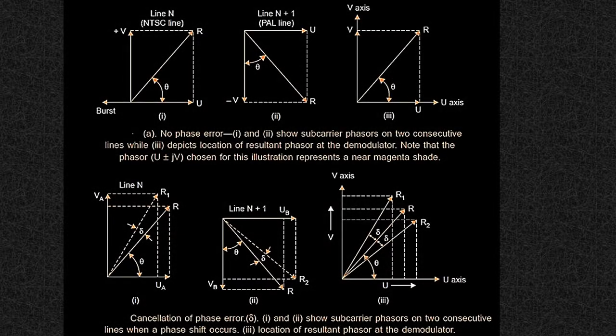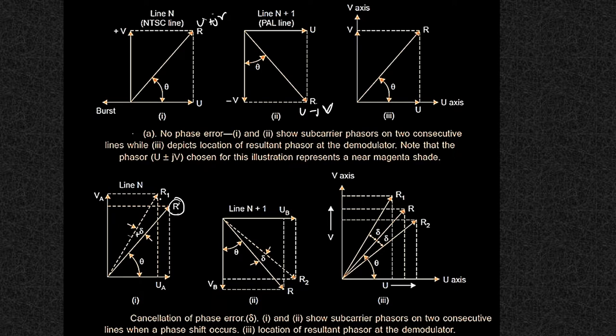Okay? So in a very simple way, for what purpose are we doing this? If you see, this is your nth line, where you are transmitting U plus jV, and this is U minus jV, and your eyes have an averaging mechanism at this point. What will happen? The average of these two will be obtained here, okay? Now, this is the condition where you don't have any phase errors. If there is a phase error, like this is delta, then your resultant for line N has this resultant, but it has a plus delta error.